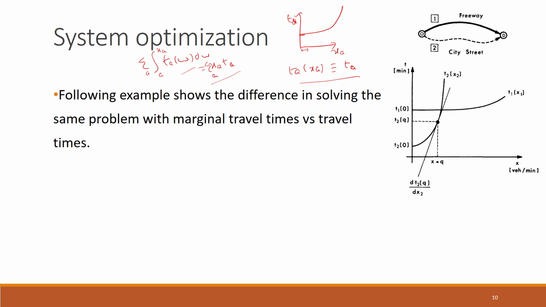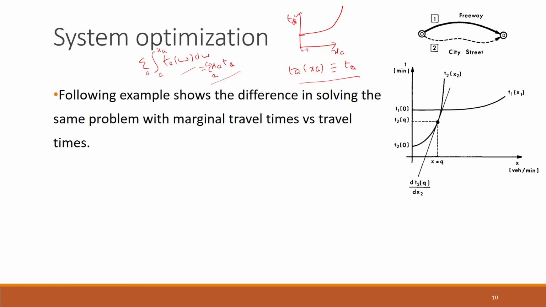Okay, so in very special cases, it can happen that the solution of user equilibrium can be the same as the solution of the system optimization, but in all the other cases, the solutions can be very different. Okay, so solving the user equilibrium problem with the travel times, versus solving the user equilibrium problem but replacing the travel times with the marginal travel times to get the solution of the original system optimization formulation, these two things can be very different. Okay, so let us see an example to understand that.